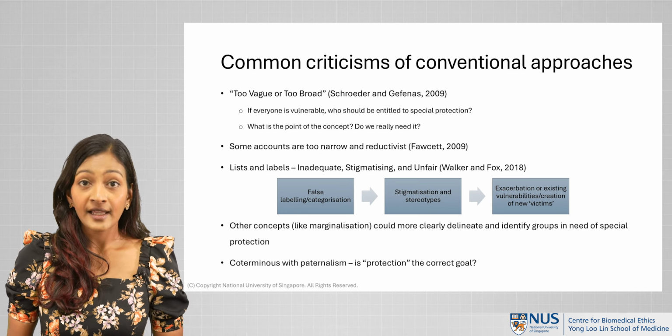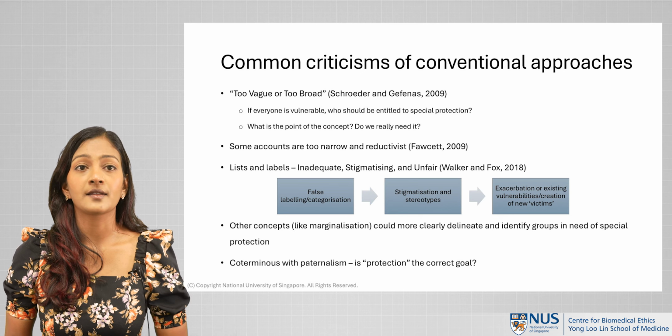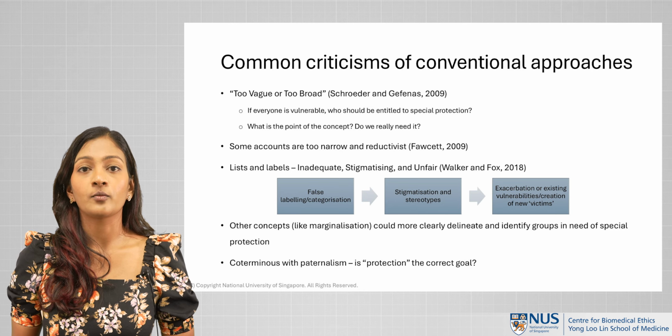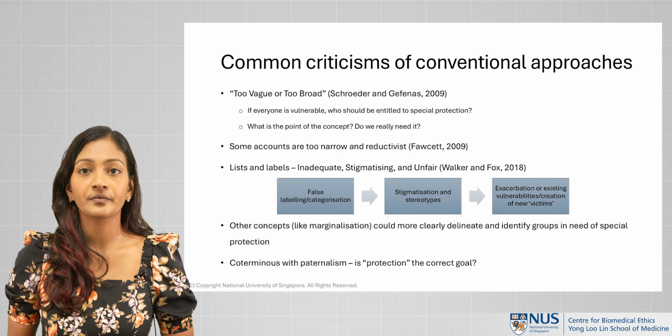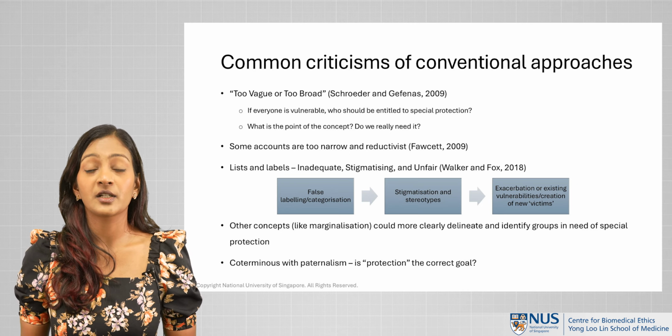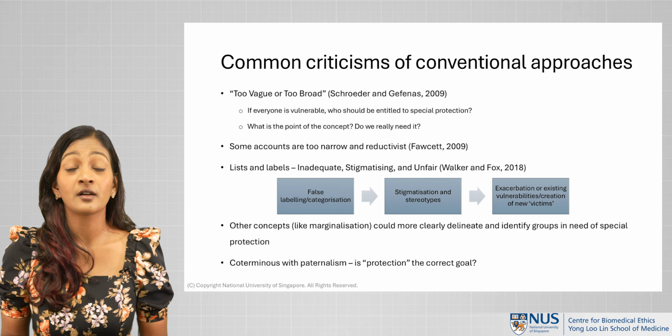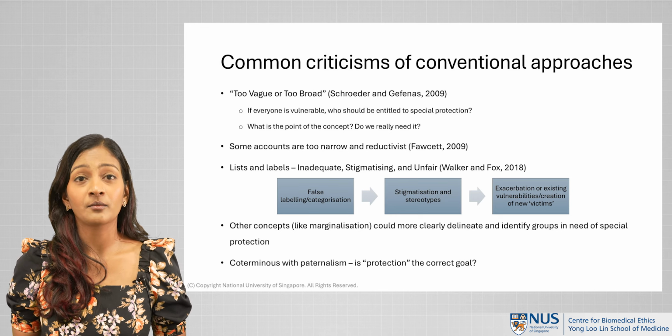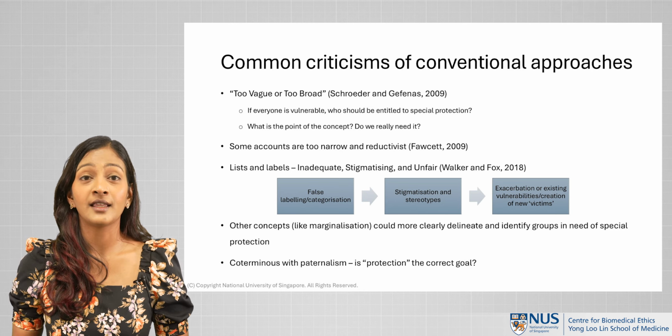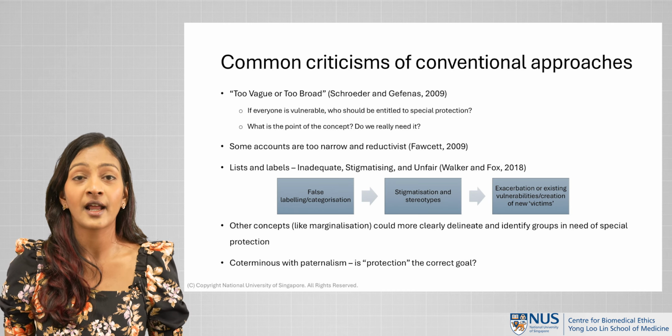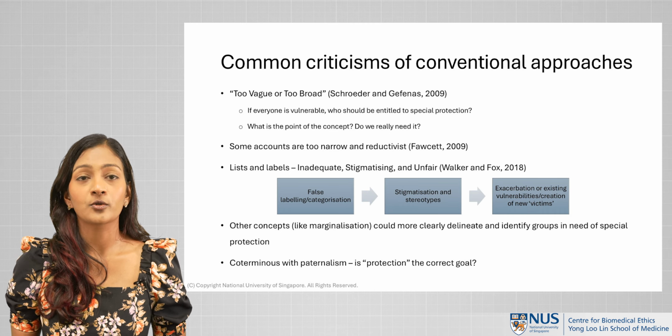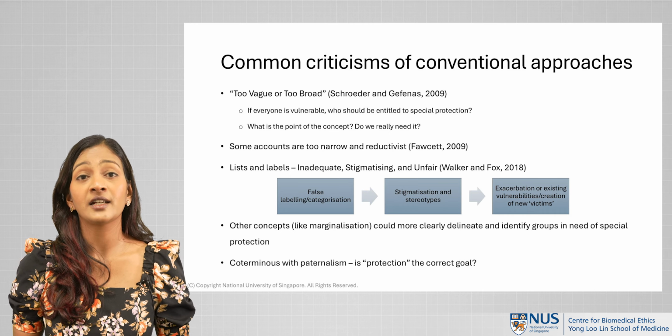Some have called to replace the concept altogether with other concepts such as marginalization, which could more clearly delineate and identify groups who would require special attention. Often, the concept has been considered coterminous with paternalism, because more often than not, the goal behind identifying these population groups is to protect them from harm. And there have been calls to have an attitudinal shift about this. We find that how the law approaches vulnerability is often mired in these very criticisms.